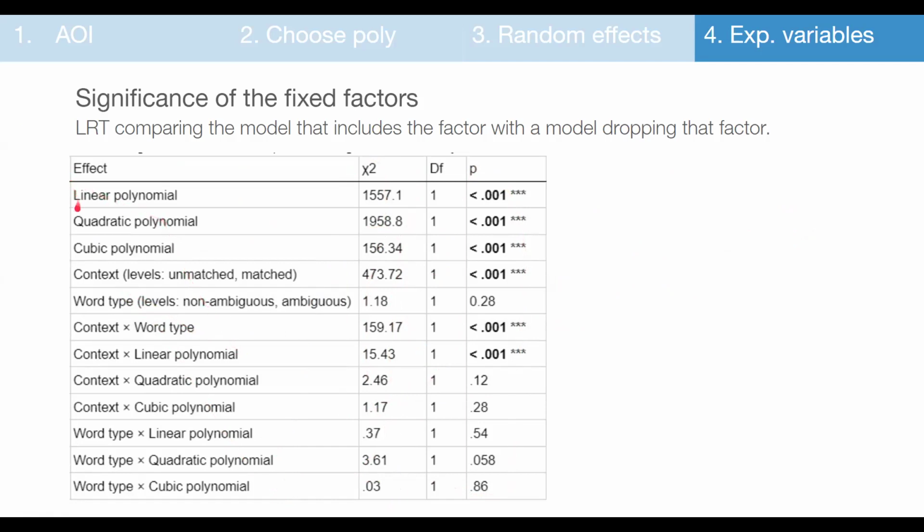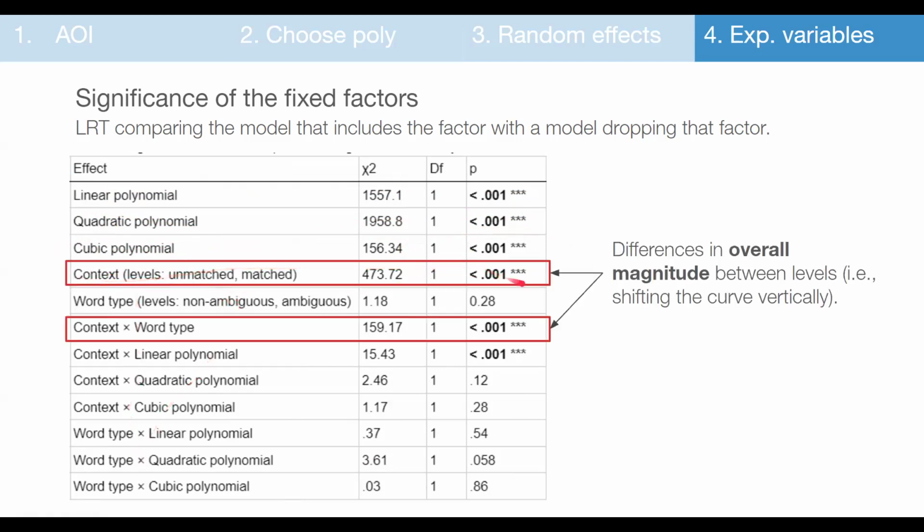These first 1, 2, 3, 4 lines correspond to the things that we tested at the beginning. We already know that the quadratic polynomial will be significant, that's why we included it, and that the cubic polynomial will be significant, that's why we included it. But then what happens with the rest of the factors? What we see is a significant improvement in the fit of the model when we include context as a fixed effect, and when we include the interaction between context and word type.